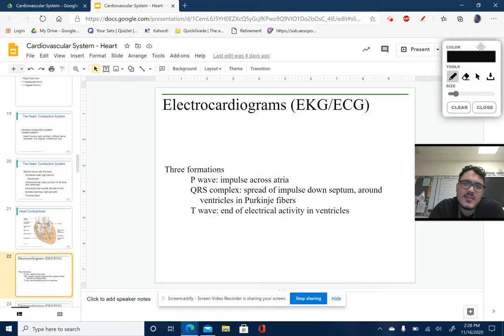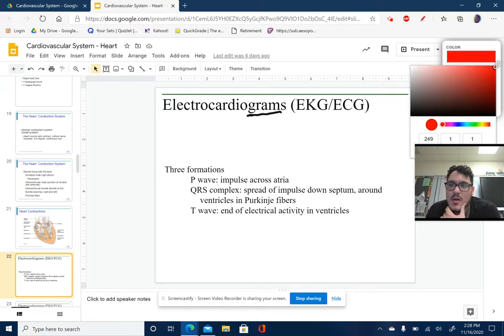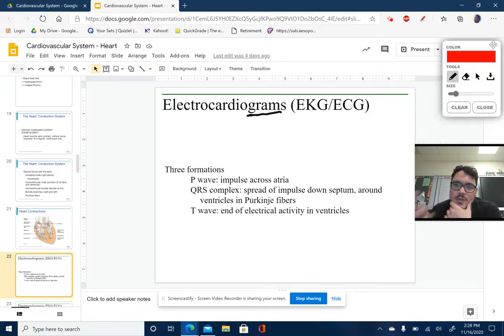For instance, the suffix gram. The suffix gram is used to identify an imaging or a chart or a graph or a measurement. There's a number of different grams that exist in the medical world because there's a lot of tests that can be done on patients to see if they're healthy or not. Cardio, on the other hand, is one that we should know, because this is the unit we're learning all about. Cardio is all about the heart.